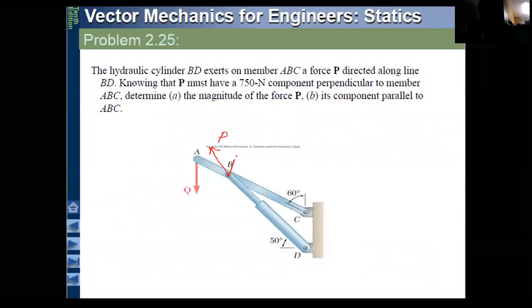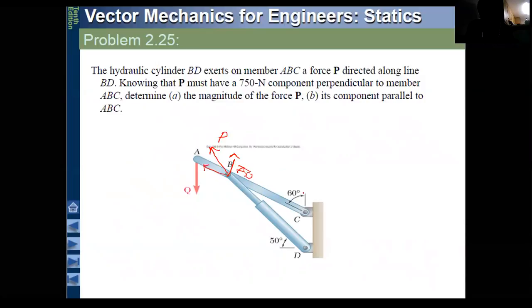You can decompose P into two perpendicular directions. We have the magnitude of this vector. This is 750. So it asks us to calculate the magnitude of force P.